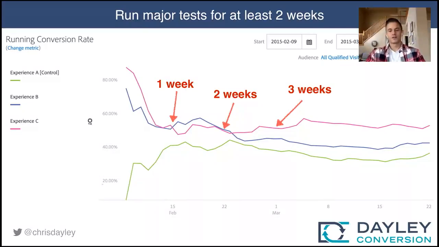Into the third week, the conversion rates started to normalize, and that's when experience C, the pink line, finally pulled ahead. And then you can notice that towards the end of that test, experience C was by far the winner, almost by double the control. But if we had been trying to hurry our test up, trying to call a winner as fast as possible, we would have missed out on the true winner. We would have called the wrong winner. And so it's important to run tests for long enough that that data starts to normalize and you stop seeing conversion rates fluctuating rapidly.